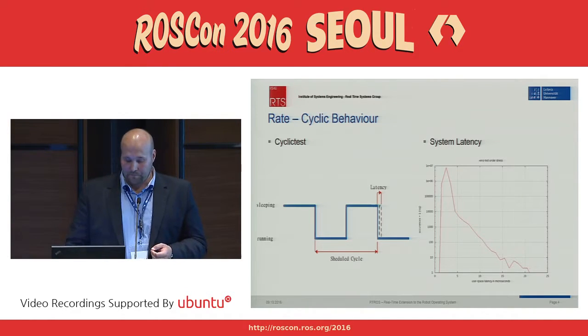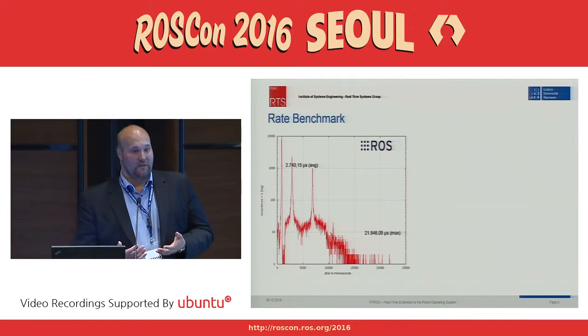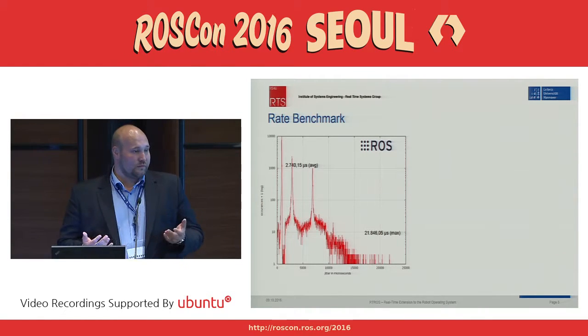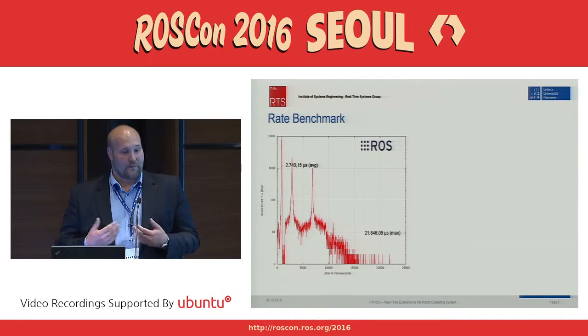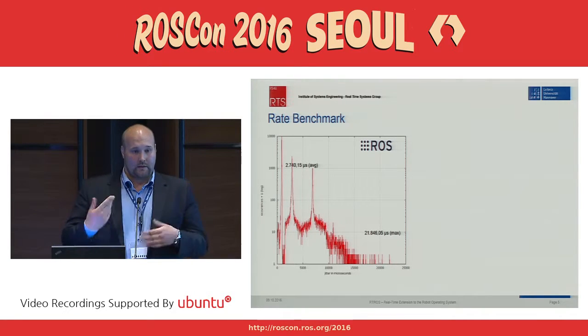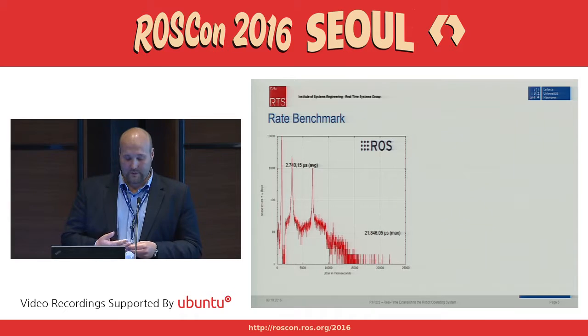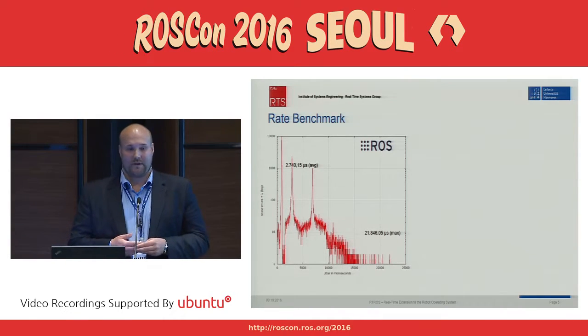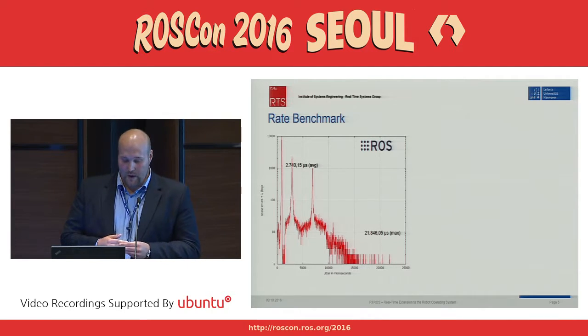And this is why we started with benchmarks. The first benchmark is the rate benchmark. ROS nodes are mostly controlled or time controlled by rates. You can set a loop rate and control how fast your thread shall run, or use the spin behavior, where basically ROS does this for you.